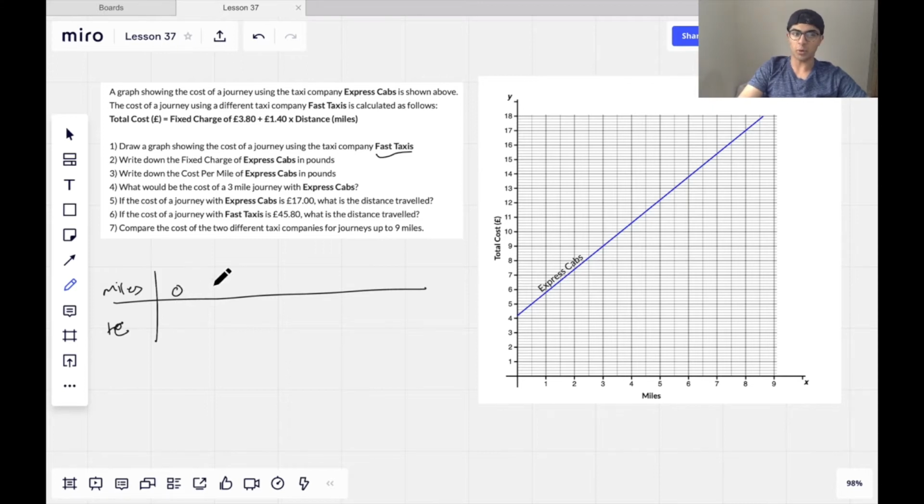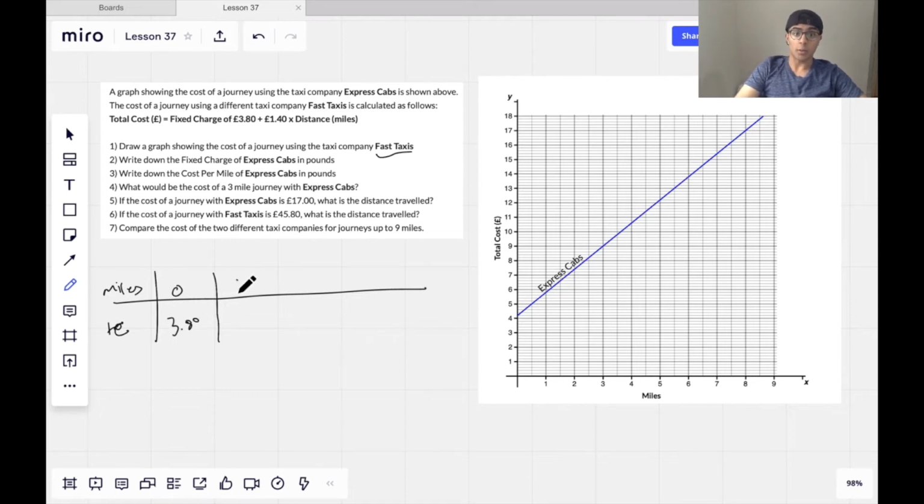That seems a bit unrealistic, but let's consider it anyway. Let's say you call up the taxi company, they come here, and then you decide you don't want to travel. Or you just get in the car and get straight out. Well, in that case, you'd still be paying the fixed charge of £3.80, even though you've traveled 0 miles. So the total cost here is £3.80.